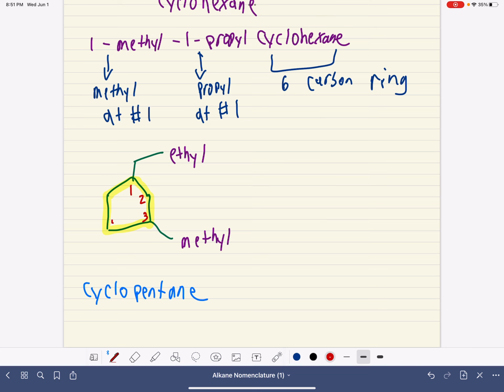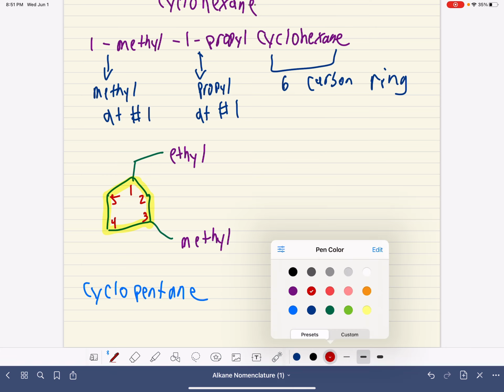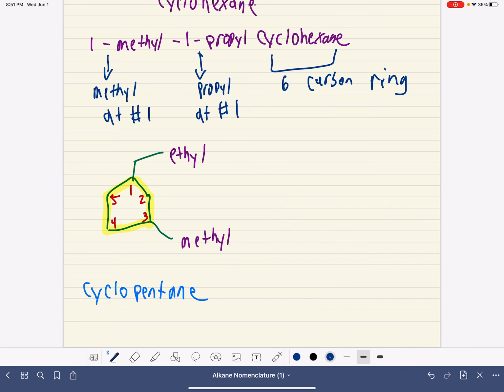So I'll continue numbering this way, and now I'll put the pieces together. So the ethyl will come first, so it would be 1-ethyl-3-methylcyclopentane. Kind of ran out of room there. So we put the ethyl as number 1 because E comes before M, so that would have priority, just like it does in the naming.